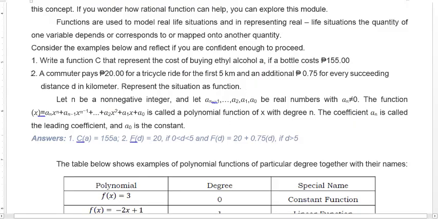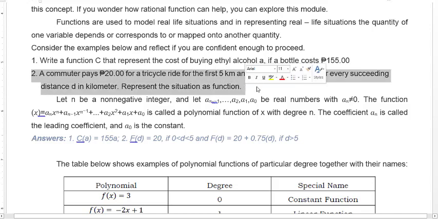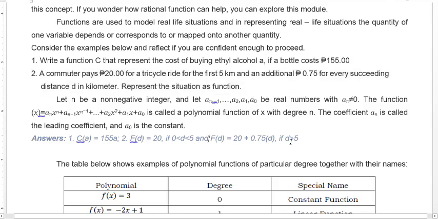Okay, aside from this one, guys, parang nagre-review pa lang tayo ha. Review pa lang ito para maging expert kayo sa functions. So, let's say a commuter pays 20 pesos for a tricycle ride. Ito, halatang piecewise function. Actually, kung makita nyo guys, andito yung sagot sa ibaba. But, okay, so anyway, let's just go ahead and solve for this one.